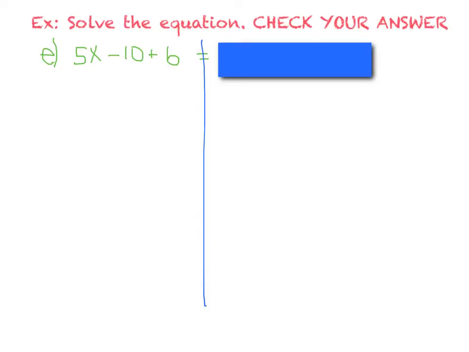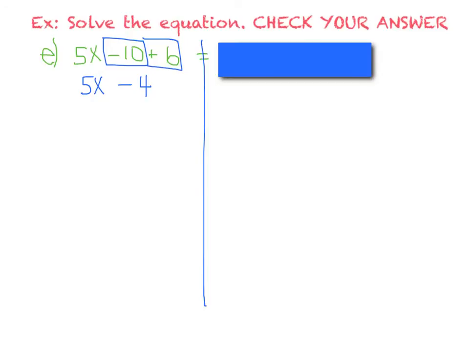So let's look at the problem. It doesn't have the distributive property, but what it does have is a set of like terms. We've got -10 and we've got positive 6. Negative 10 plus 6 is negative 4. So we've got 5x minus 4. There we go. This side can now officially be said that it is simplified.